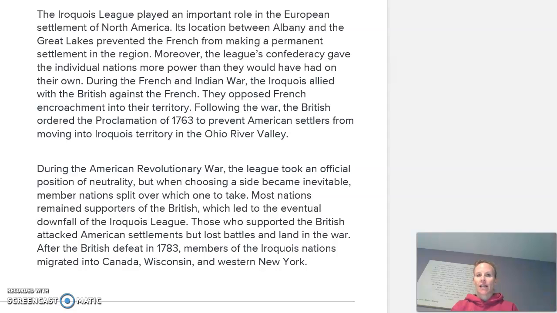Following the war, the British ordered the Proclamation of 1763 to prevent American settlers from moving into Iroquois territories in the Ohio River Valley. Okay, so what we're talking about here is where they were. Albany and the Great Lakes are both in New York. Because the Native Americans or the Indians were here, the French could not come here. Okay, so the League's confederacy or government gave the individual nations more power than they would have on their own. So they joined together to become more powerful.